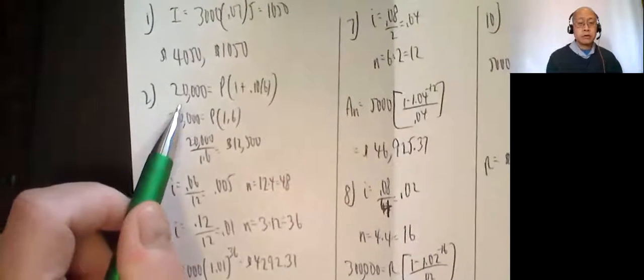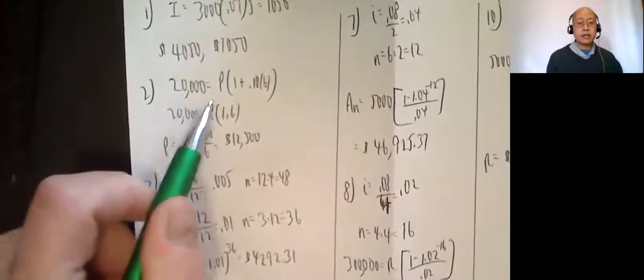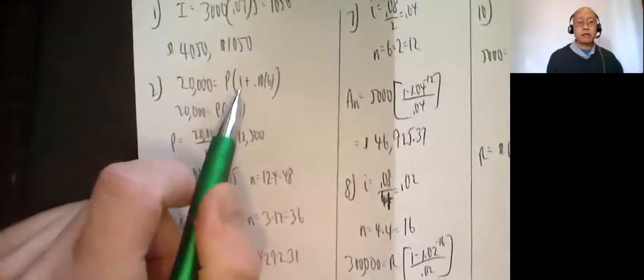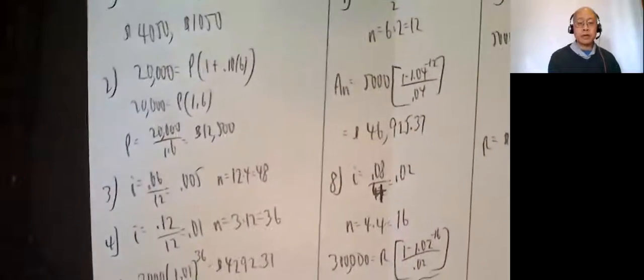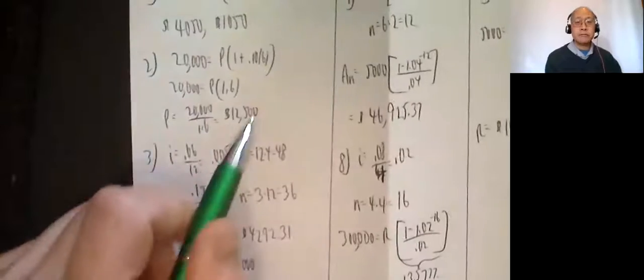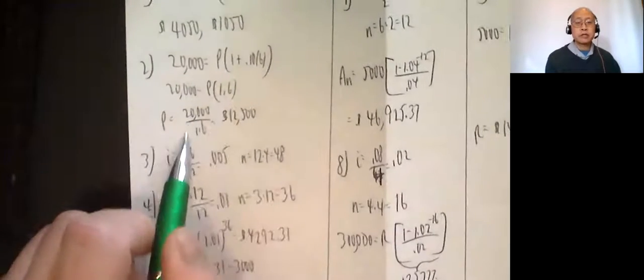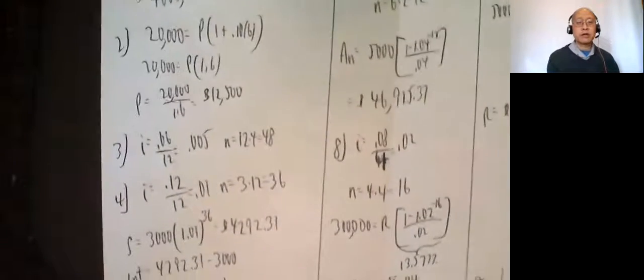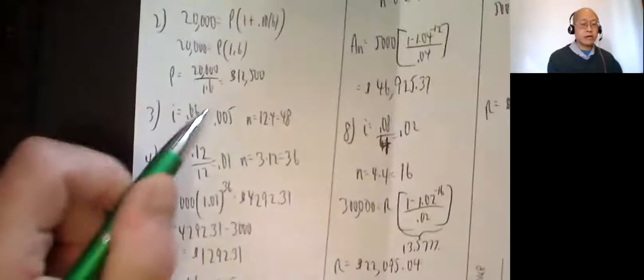Number 2, 20,000 on the left-hand side, new amount equals P times (1 plus RT), 1 plus 0.10 times 6. This is 1.6. Divide both sides by 1.6. So P is 20,000 divided by 1.6, 12,500.